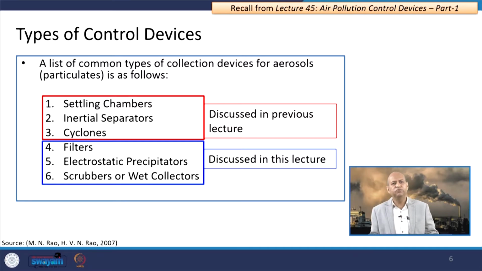So, in that way we have discussed 3 devices, settling chambers, inertial separators and cyclones, in the last lecture. Today we will cover filters, electrostatic precipitators and scrubbers or wet collectors.